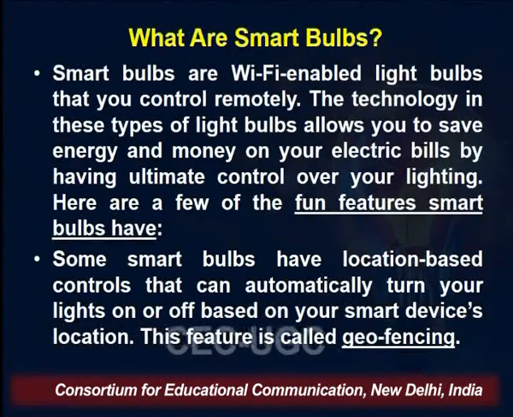Here we use Wi-Fi enabled light bulbs, that is, we use IoT in which the bulb is illuminated through a Wi-Fi connection, and this technology allows users to save energy and money on electric bills, with the ultimate control over the lighting. Some smart bulbs have location based control and can automatically turn the light on and off based on the smart device's location. Smart bulbs are remotely operated. They are able to use smart devices to turn the light on and off regardless of your location.